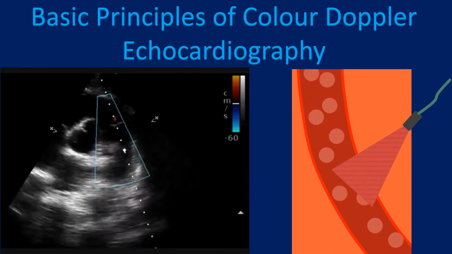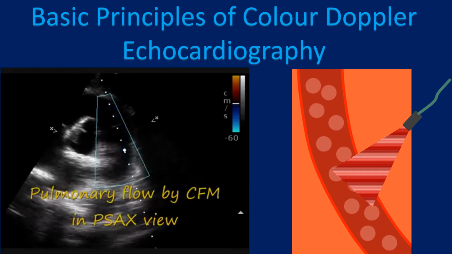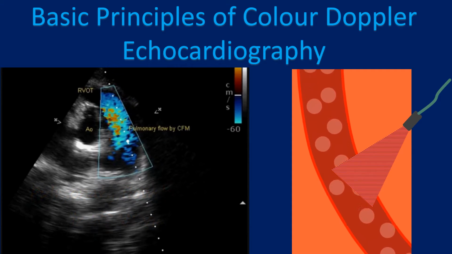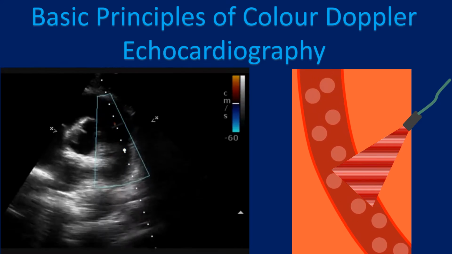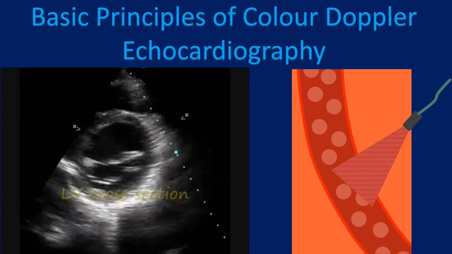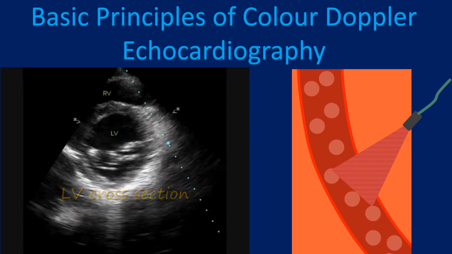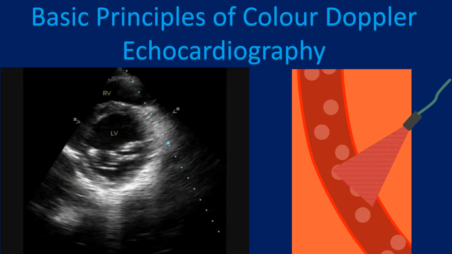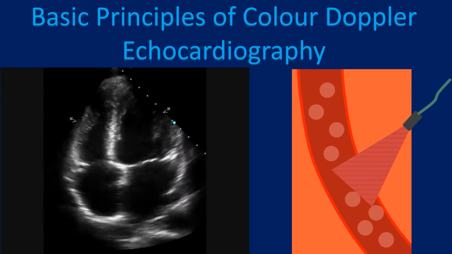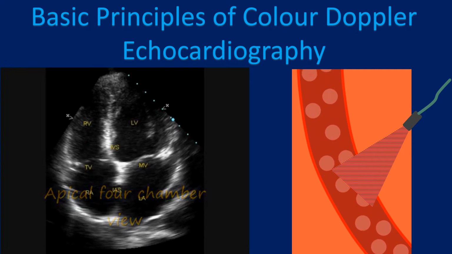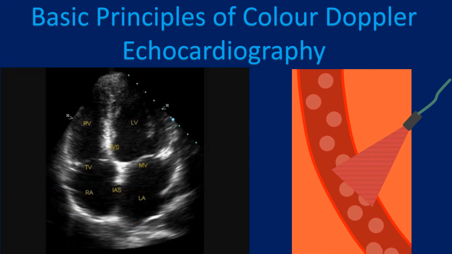The principle of Doppler is that the frequency of sound wave coming from an object which is moving towards the ultrasound probe increases, while that from an object moving away from the probe decreases. It is similar to the difference in the sound of a train whistle, which is different when the train is moving towards you than when it is moving away from you.